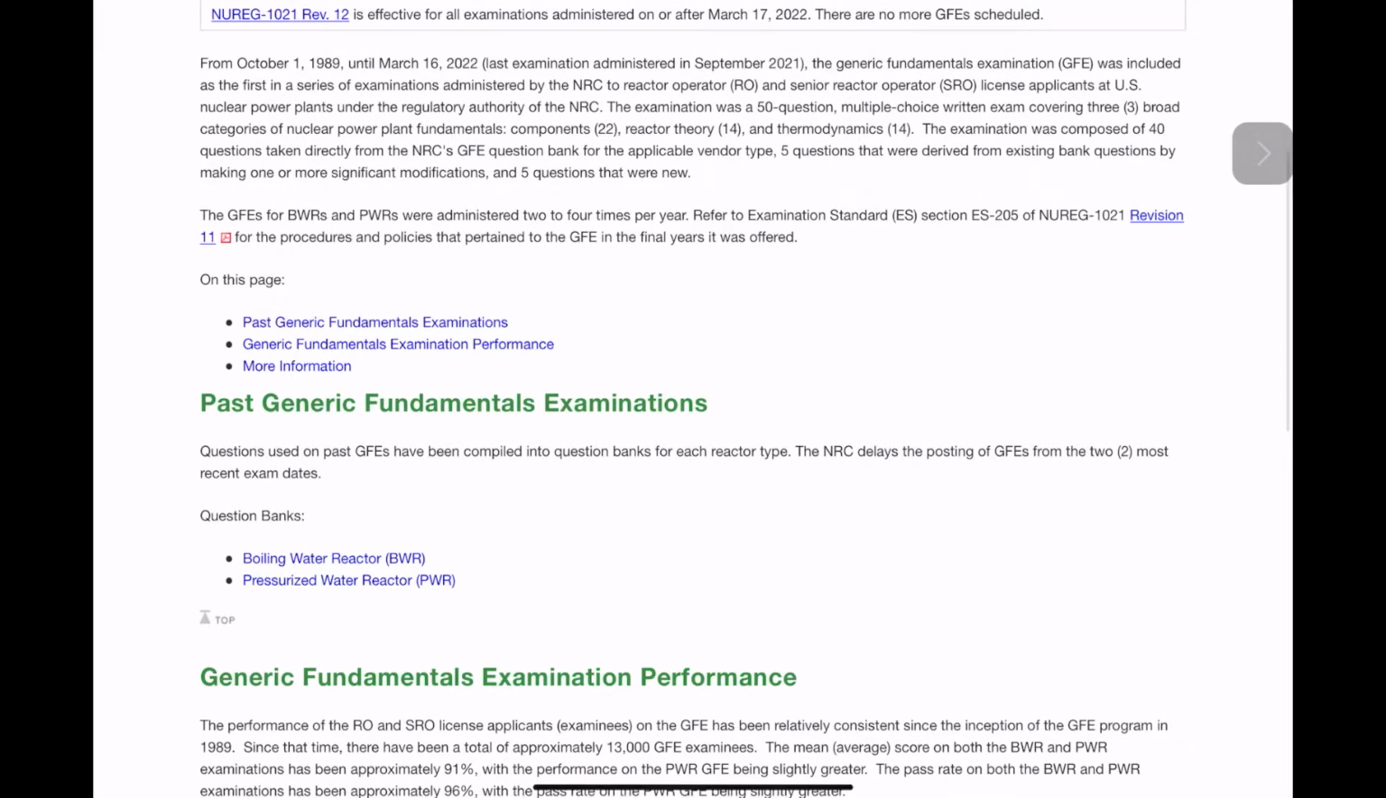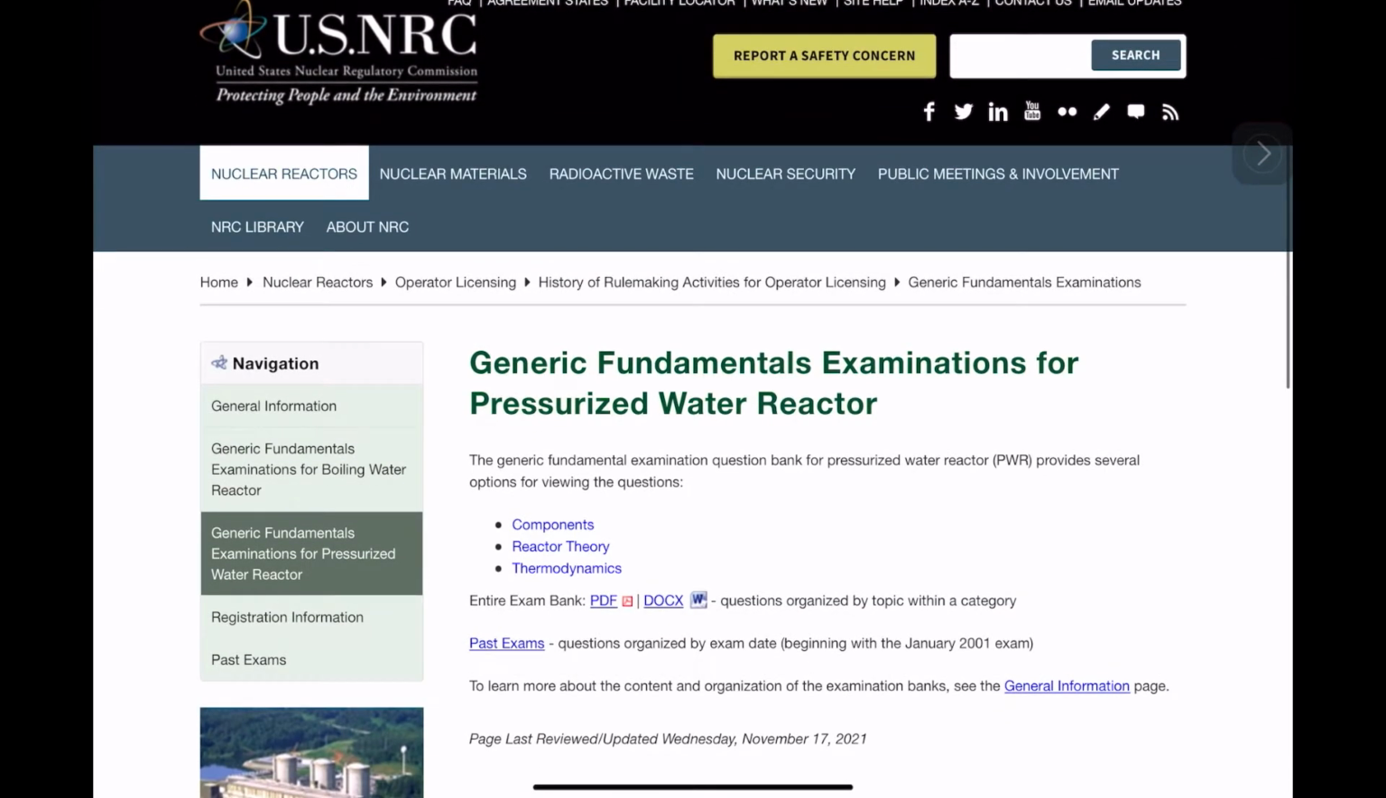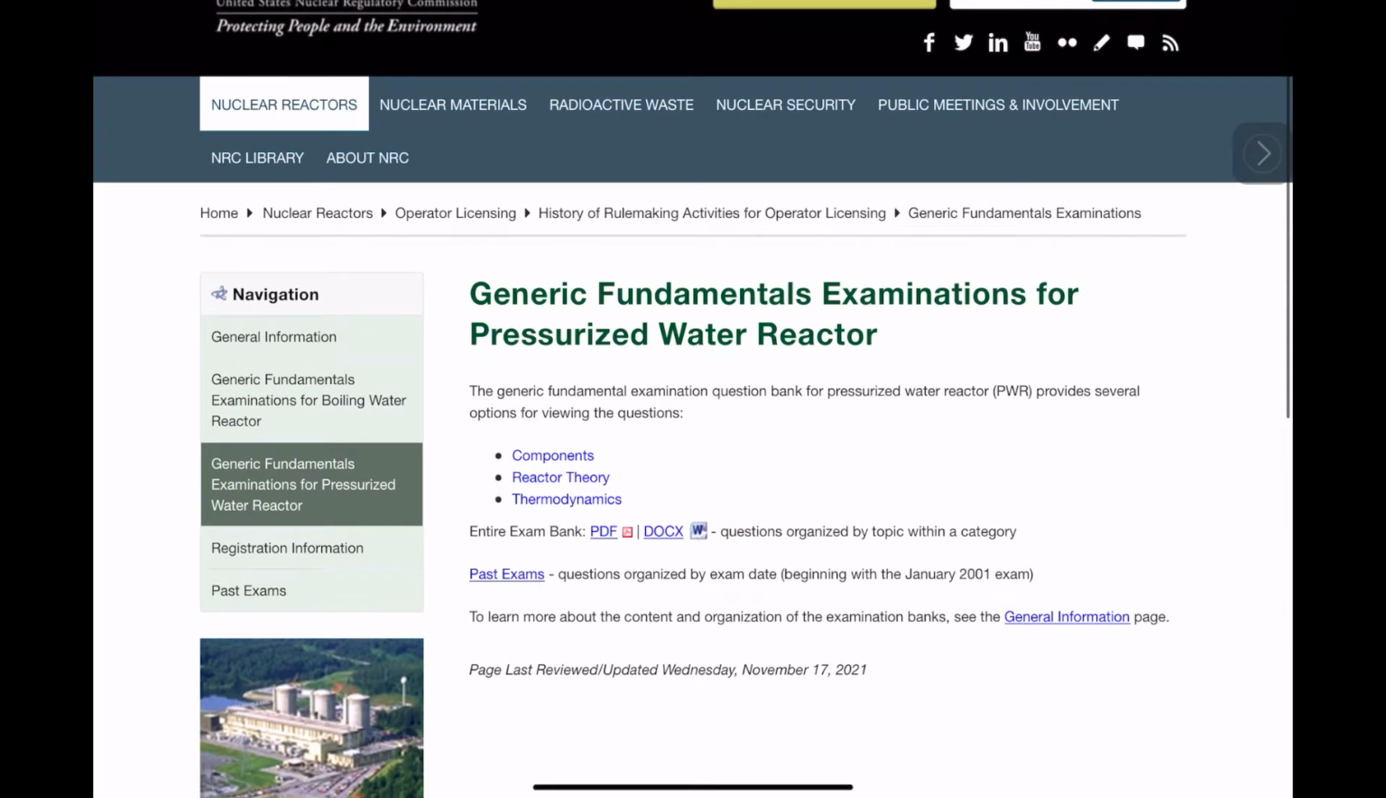So now let's jump into the pressurized water reactor GFE, because there are boiling water reactor and pressurized water reactor versions. Here we can see the 3 main topics: components, reactor theory, and thermodynamics. And here you can see the entire bank with all the questions organized by category.